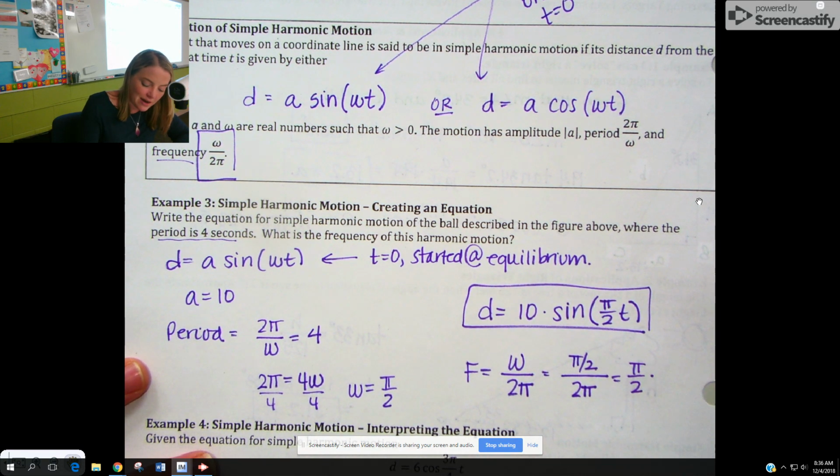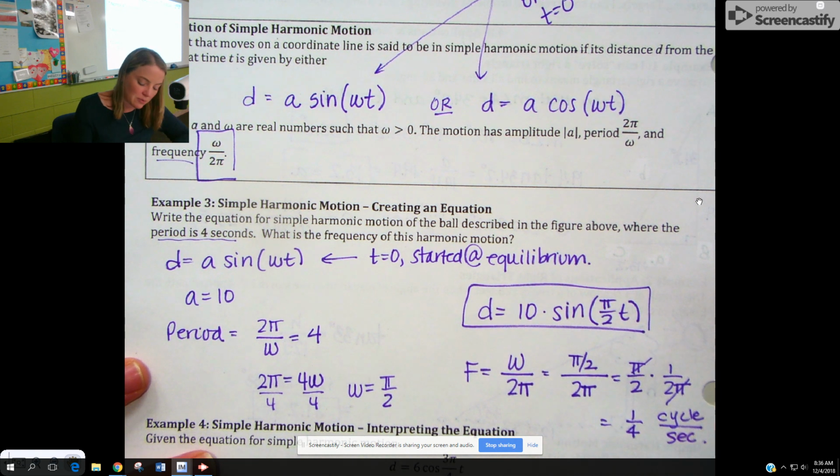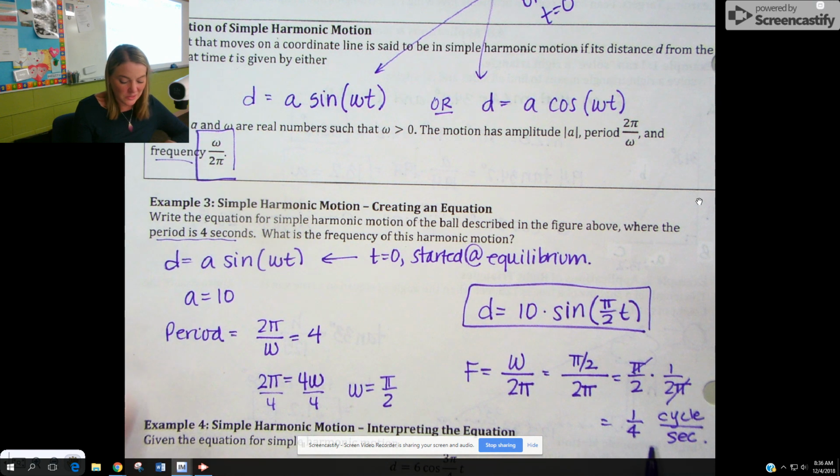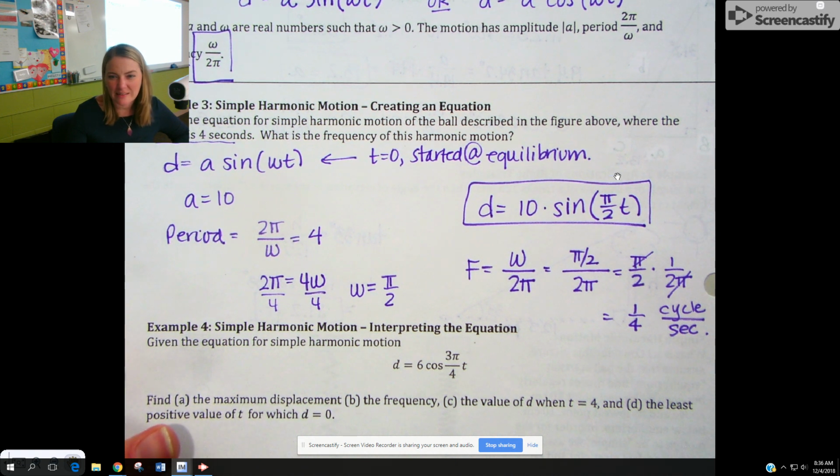And instead of dividing by 2 pi, we'll multiply by the reciprocal. My pi's will cancel. That means I'll take a quarter of a cycle for every second. My period was measured in seconds, and it took me 4 seconds to go 1, so it's a quarter per second. That makes sense. I'm going to press stop here before we get to the last one, and there'll be one more part for you guys.